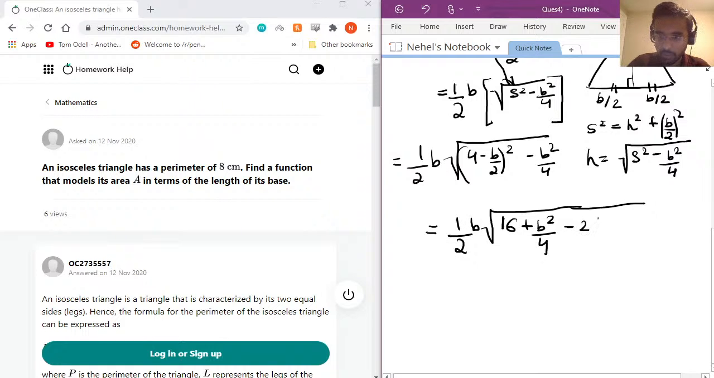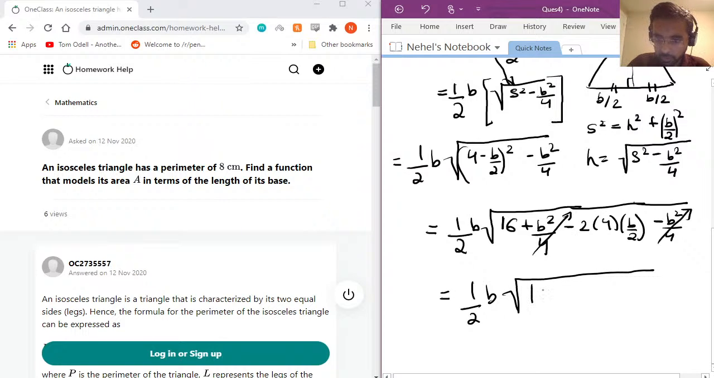So 2 times 4 times b over 2, and then minus b squared over 4. These two terms right away we know cancel out because one is positive, one is negative. So we're getting closer to the final answer. So 16, these two cancel out, minus 4b.